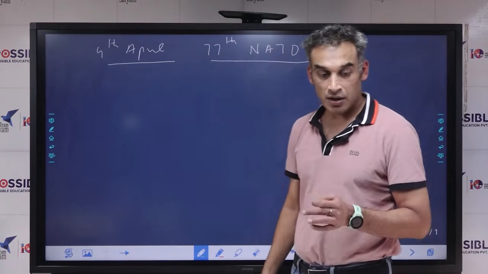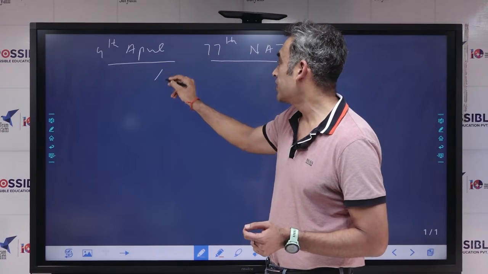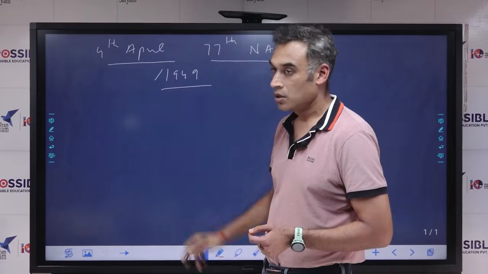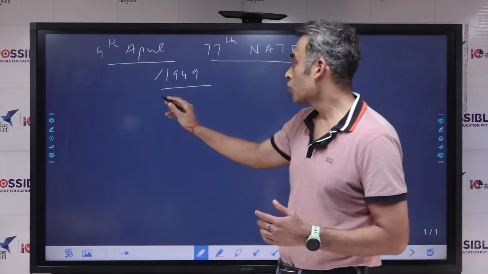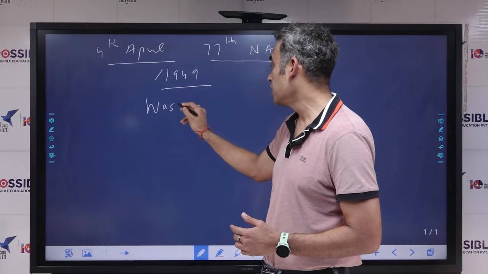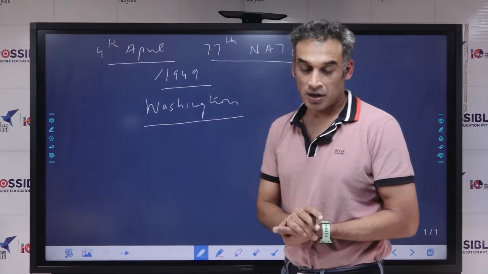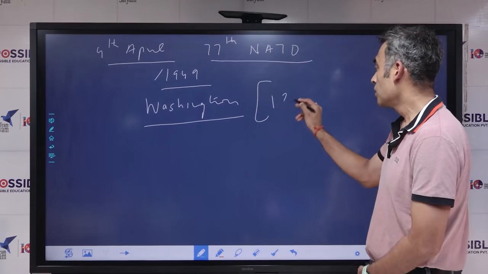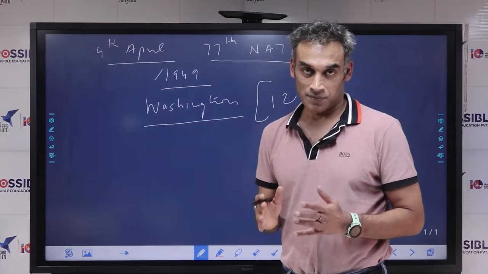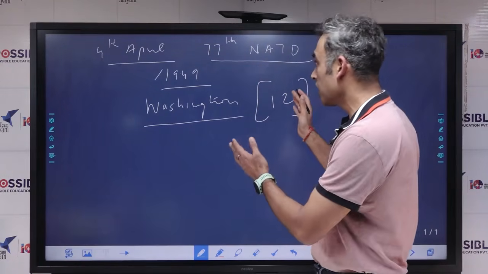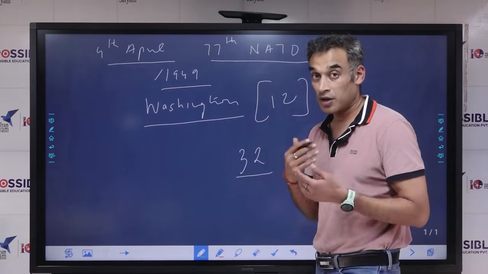And on this day, 4th of April 1949 at Washington, NATO was formed, and this is also known as the Washington Treaty, right? And there were 12 founding members of NATO. NATO is a military alliance, right? So initially there were 12 countries. Now there are 32 countries which are part of NATO.